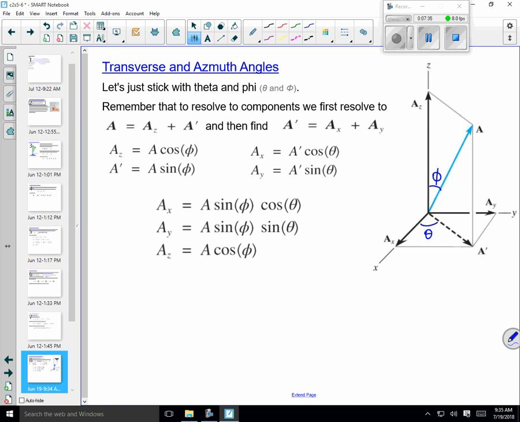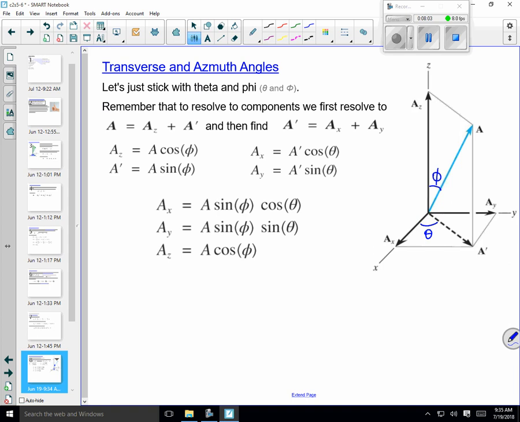But then, just as we said before, we have to break up A prime. And so for Ax and Ay, I look at this lower triangle with the theta in it. Ax is A prime times cosine theta. Ay is A prime times sine theta. So then I put all that together and I get the result there. Ax is A sine phi cosine theta.